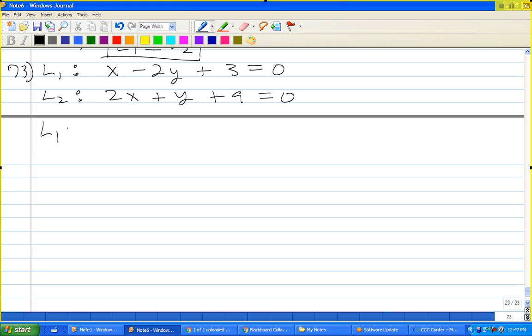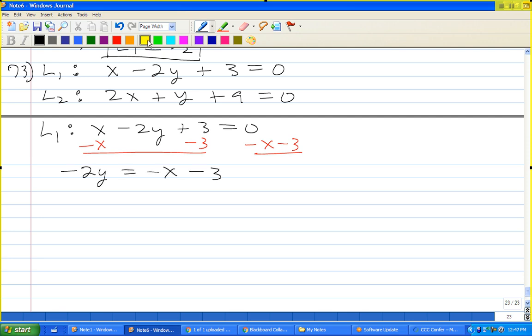Try to isolate y on one side of my equation. Subtract x and 3 from both sides of my equation. So negative 2y equals negative x minus 3. Divide every term by negative 2. And so y is equal to a positive 1/2 x plus 3/2. So the slope of the first line is a positive 1/2.